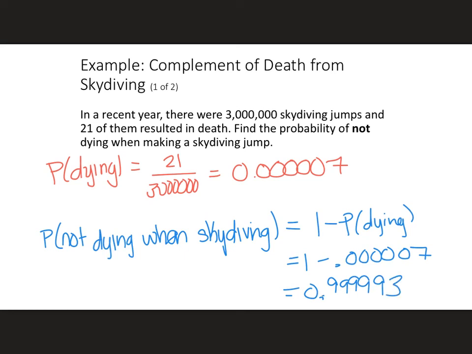0.999993. So if I'm going to interpret this, I'm going to say the probability of not dying when making a skydive jump is 0.999993. Or the probability of not dying when making a skydive jump is 99.99993%.